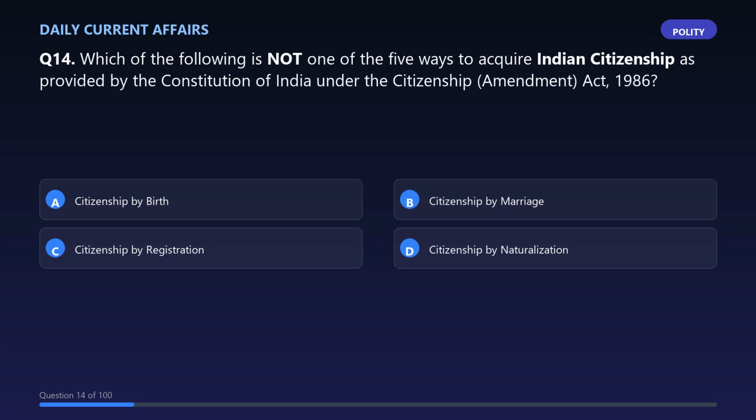Question 14. Which of the following is not one of the 5 ways to acquire Indian citizenship as provided by the Constitution of India under the Citizenship Amendment Act, 1986?